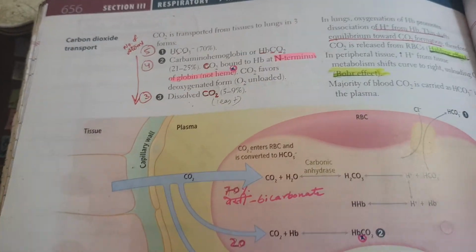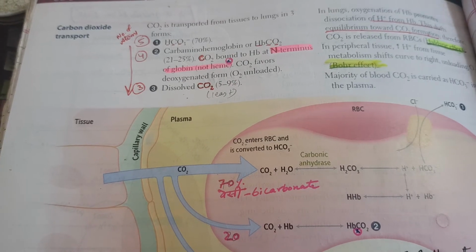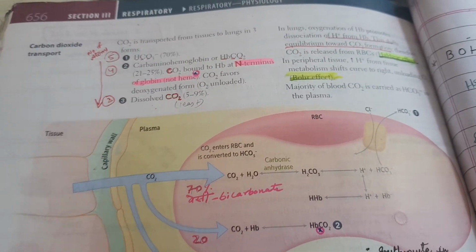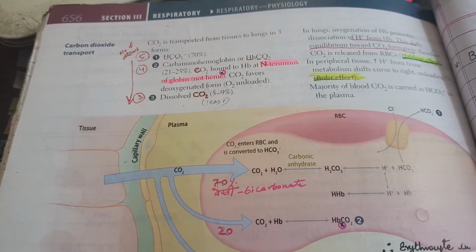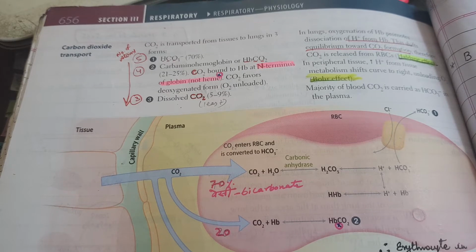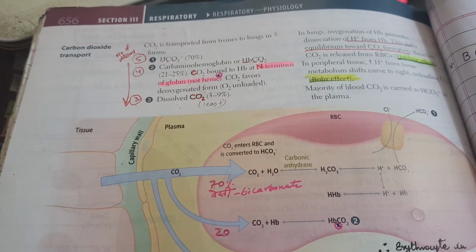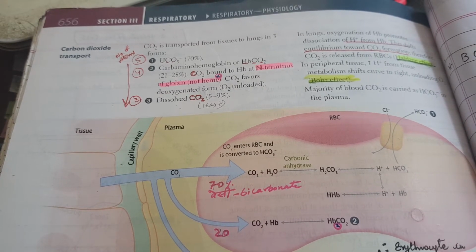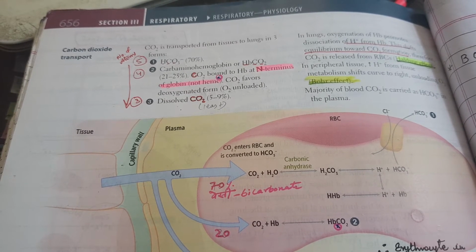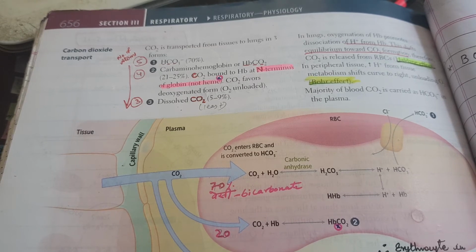Now this is the last page of the physiology, so that's why I wanted to complete everything here. Okay, so this is very easy. Carbon dioxide is transported from the tissue to the lungs in 3 forms. One is bicarbonate form, which is 70%. Carbaminohemoglobin, that is again 21 to 25%, and dissolved is the least amount.